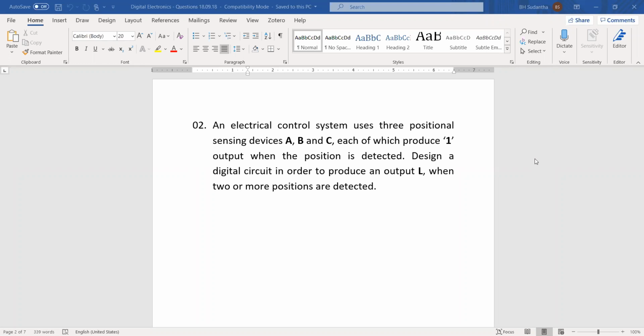Again, 3 inputs are there. 1 output column is there. 3 inputs are there. Then you can include the conditions. Then after that, you can write the output Boolean equation. Based on that, you can draw the circuit. Shall we try this?